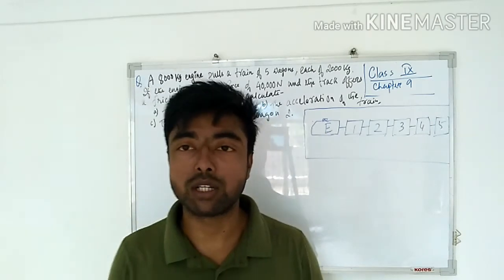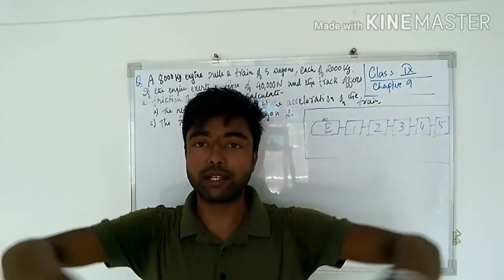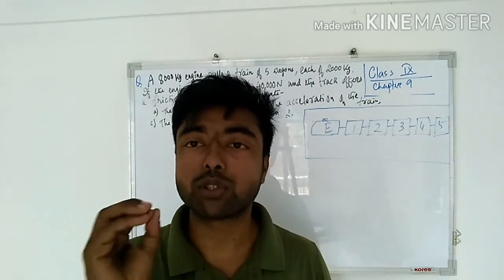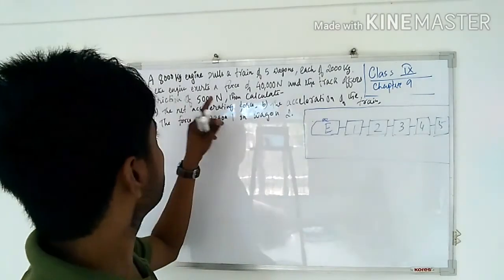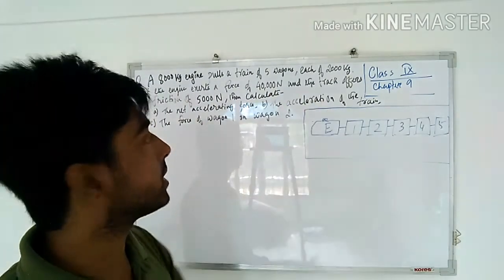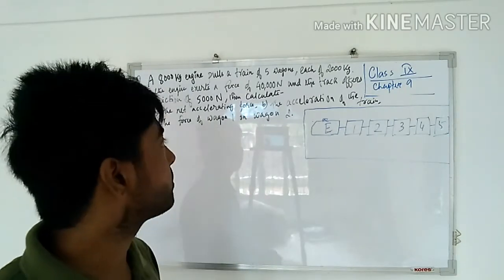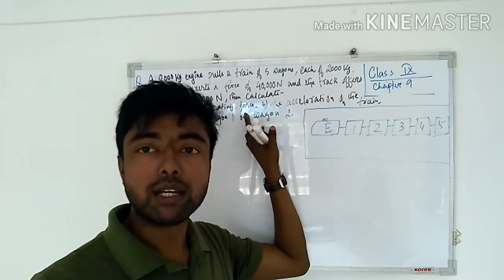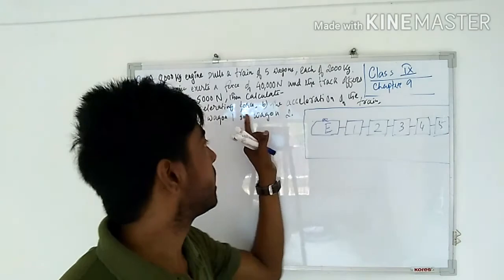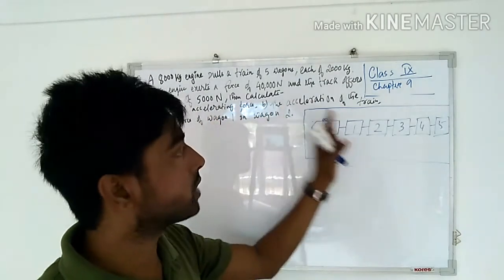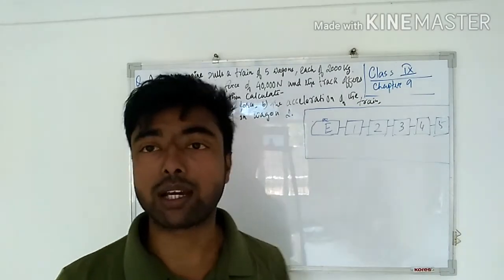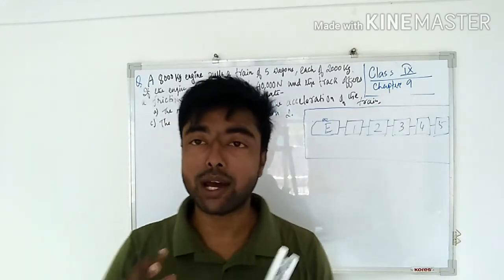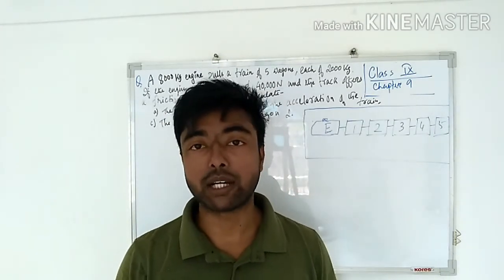If the engine exerts a force of 40,000 Newton, how much force is the engine giving? 40,000 Newton of force, and the railway track, the rails, are giving a frictional force of 5,000 Newton. If the engine exerts a force of 40,000 Newton and the track offers a friction of 5,000 Newton, then calculate the net accelerating force, and then the net acceleration of the train का acceleration कितना है वो निकालना है, and the force offered by wagon 1 on wagon 2. Wagon 1 wagon 2 के ऊपर कितना force देगा, that you need to calculate.